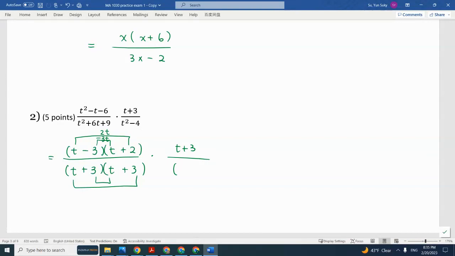When you see difference of squares, we remember that formula. Difference of squares, a squared minus b squared equals a plus b times a minus b. So t squared minus 4 is like t squared minus 2 squared. So we get t plus 2 and t minus 2. Alright, so this is a factoring.